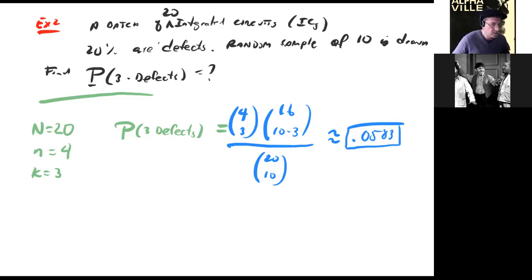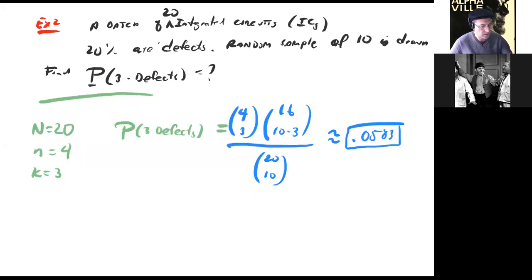Okay, so in the remainder, what I'm going to do is just compute now the expected value as well as the variance of this distribution, of the hypergeometric distribution or the hypergeometric random variable.